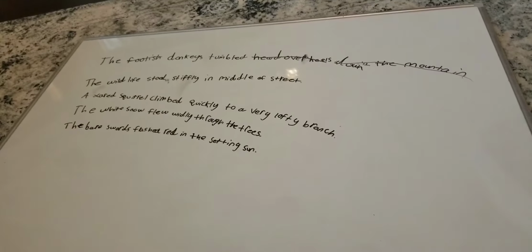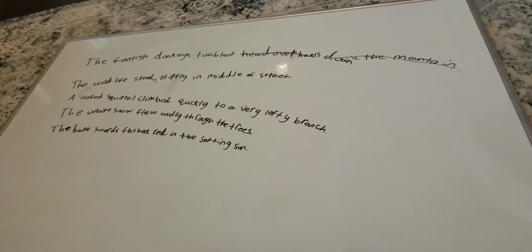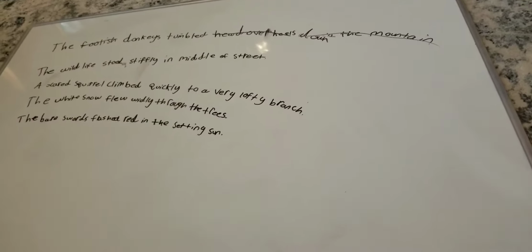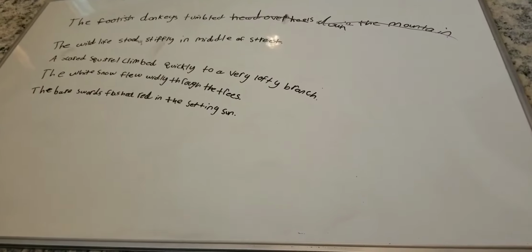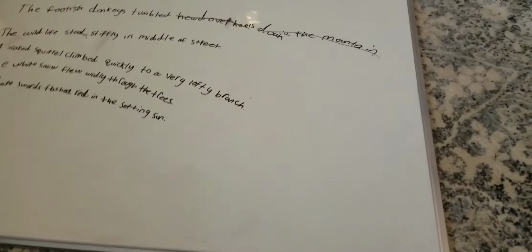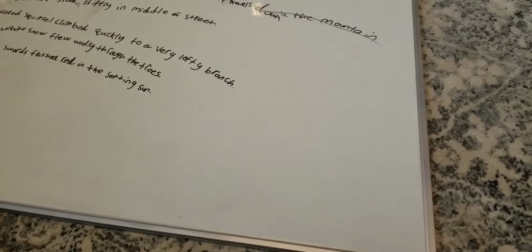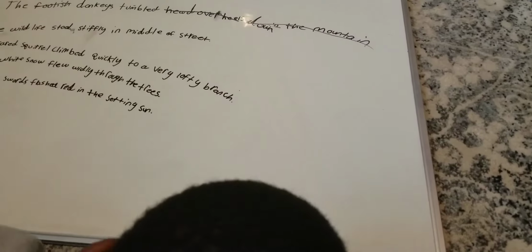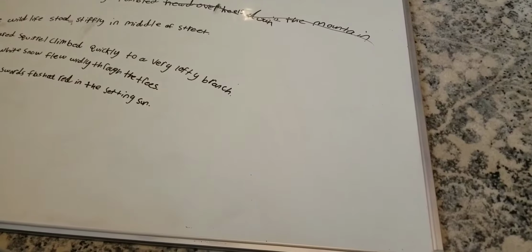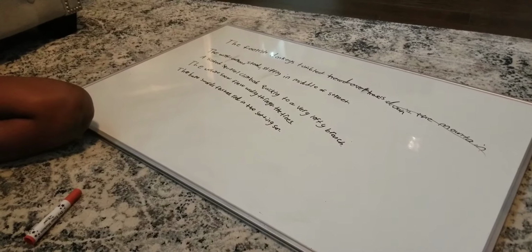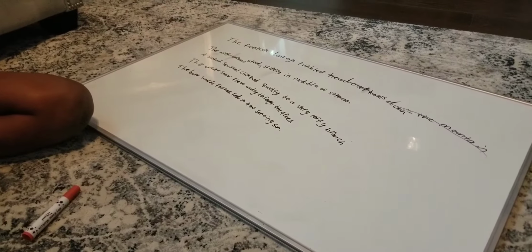Now let's look at the second sentence. The wildlife stood stiffly in the middle of the street. Wait, I didn't say the wildlife. Where'd you get that sentence from? The sentence that you're supposed to write down says, the willful elephant stood stiffly in the middle of the street. So let's fix that, please. So the correct sentence says, the willful elephant stood stiffly in the middle of the street.